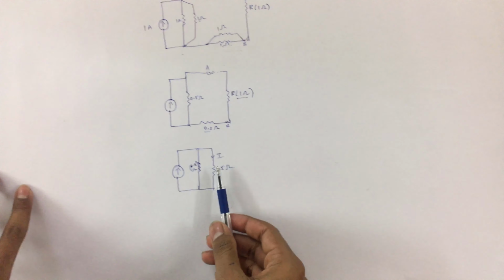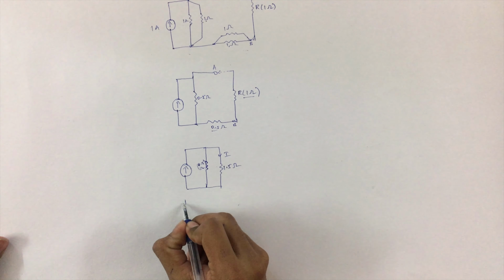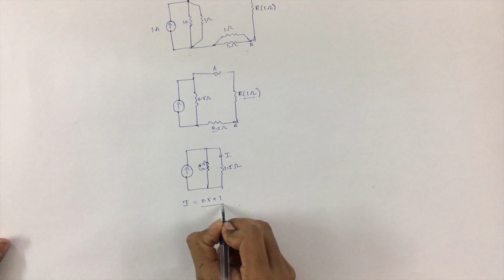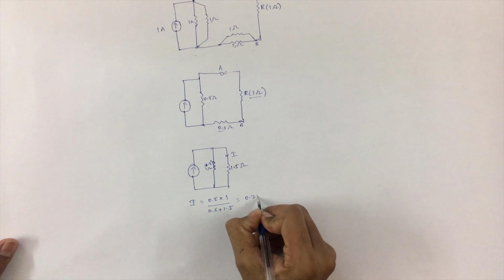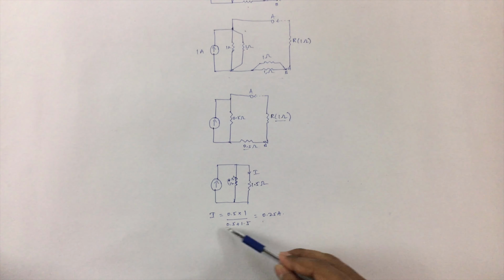Therefore, the current I flowing through the resistance 1.5 ohms is equal to I equals 0.5 into 1 by 0.5 plus 1.5, which will be equal to 0.25 amps. This calculation is done using the current division rule.